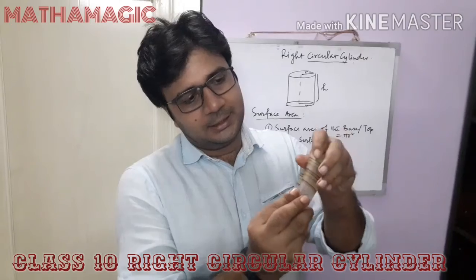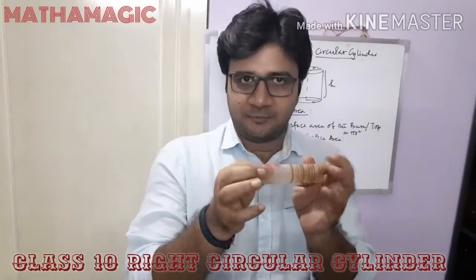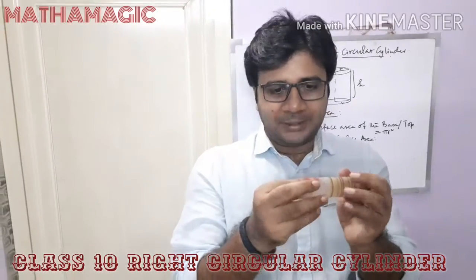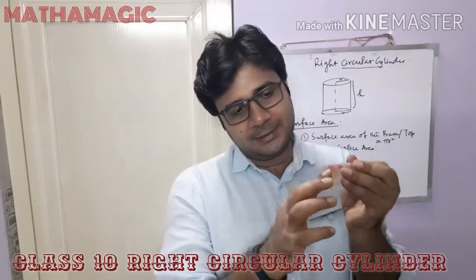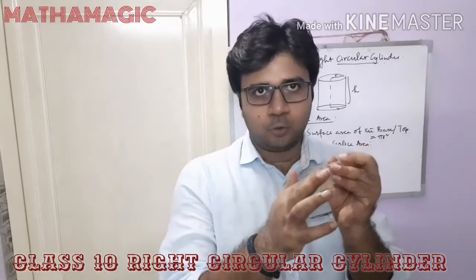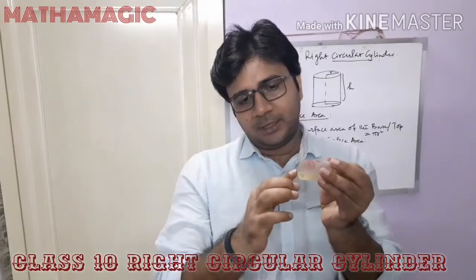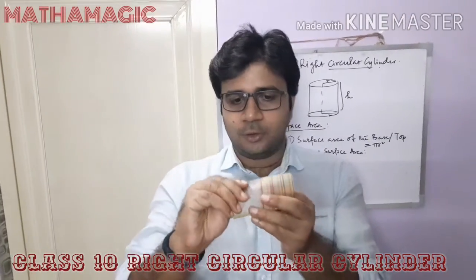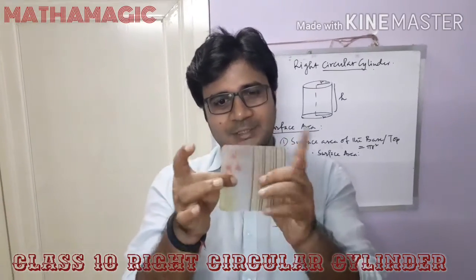Now in this right circular cylinder, what is the curved surface area? Curved surface area means the surface area of this curved surface. If we just open this bend, then it will become a rectangle. First of all, think that this is the circumference of the circle, which is equal to 2 pi r, and this is also the circumference, 2 pi r. This length is 2 pi r, and this length is h. So this is becoming a rectangle.